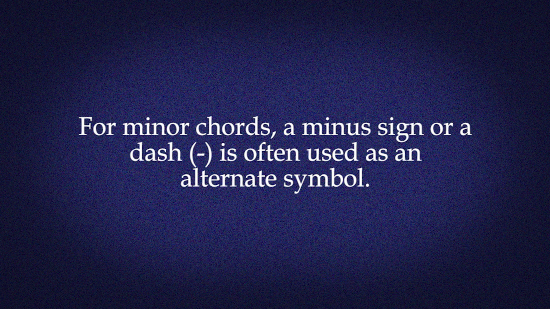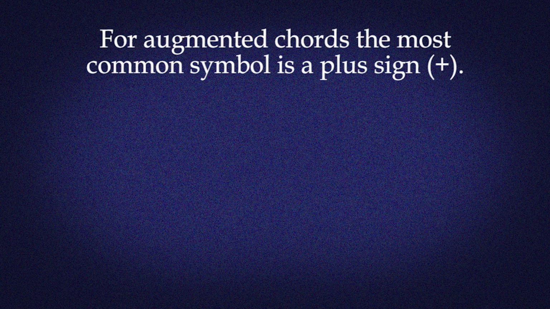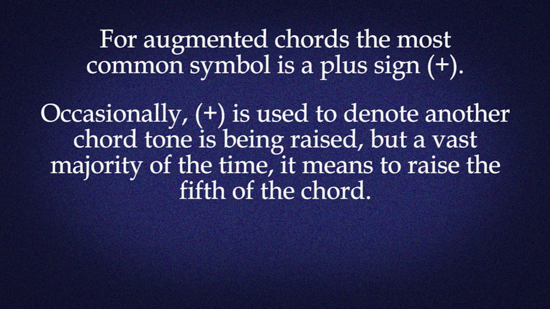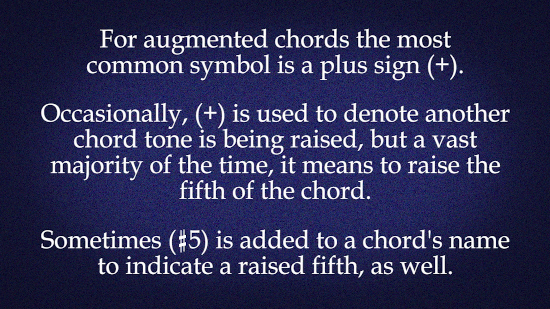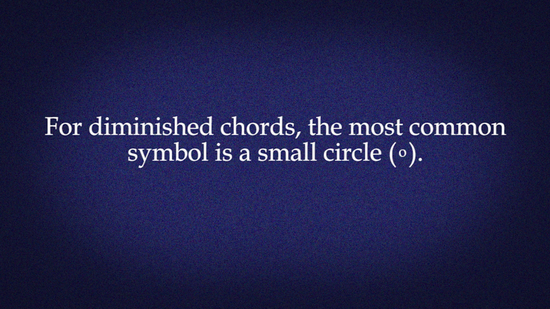For minor chords, a minus sign or a dash is often used as an alternate symbol. For augmented chords, the most common symbol is a plus sign. Occasionally, the plus sign is used to denote another chord tone being raised, like a sharp 9 for example, but a vast majority of the time a plus sign means to raise the 5th of the chord. I've also seen sharp 5 being added to the chord's name to indicate an augmented triad, basically telling you it's a major chord with a raised 5th. For diminished chords, the most common symbol is a small circle.